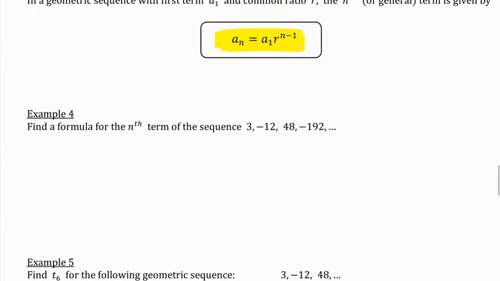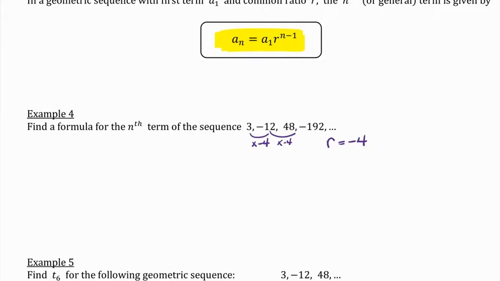Okay, so let's try one of these out. If we want to come up with a formula for the nth term of this sequence, we want to decide, is it arithmetic or is it geometric? That's always your first step. So to get from 3 to -12, if I was thinking about adding, I'd have to subtract 9. But if I do -12 minus 9, I'm not going to get positive 48. So it's not arithmetic. Instead, I can multiply by -4, and then -12 times -4 would give me positive 48. So it's definitely a geometric sequence, and our common ratio would be -4. That's what we're multiplying by each time.